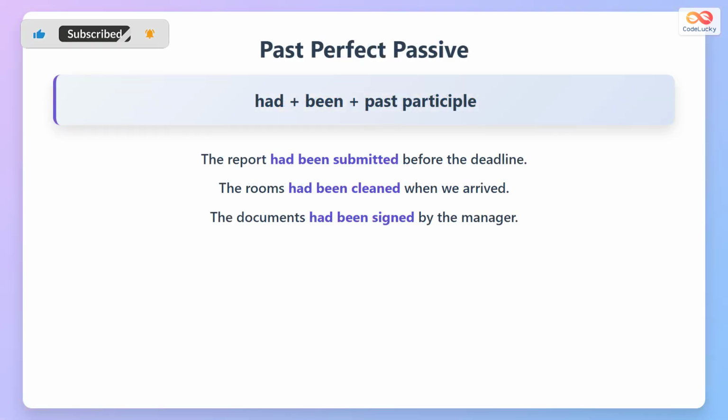Past perfect passive uses had been plus past participle for action completed before another past action. "The report had been submitted before the deadline." "The rooms had been cleaned when we arrived." "The documents had been signed by the manager before the meeting."